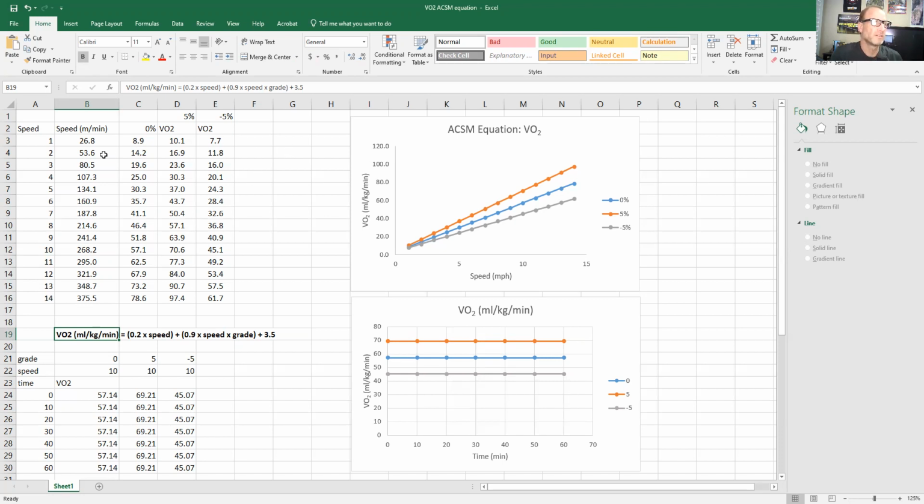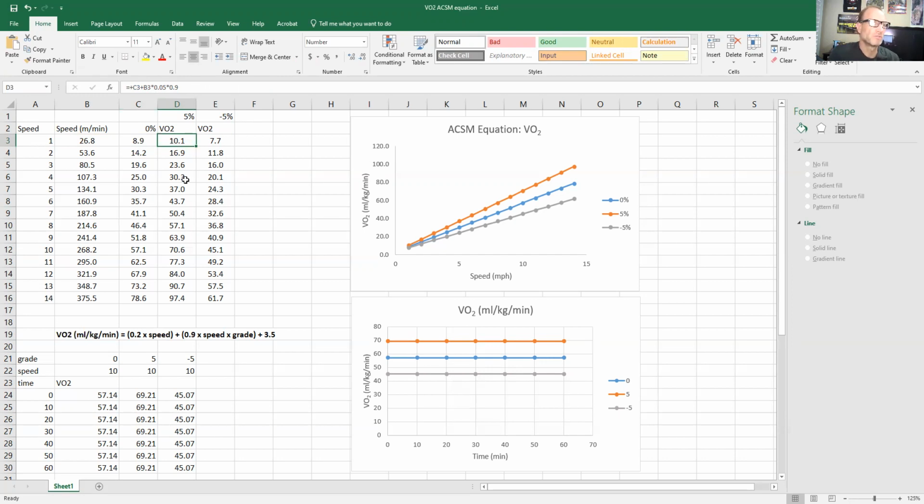So what I have here is a data set that includes speed, and this is miles per hour, and then I converted it to meters per minute. You have to use the correct units in this equation to make it work. And then I've got different grades: 0%, 5% uphill, and then 5% downhill, so negative 5%. And then I just calculated VO2 using this equation to determine the rate of oxygen consumption.